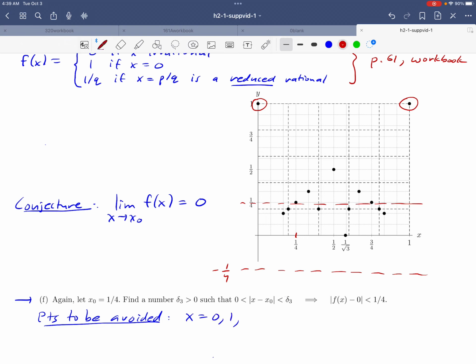Okay, are there any others? Well, yes, there are. Here's one that's outside of the epsilon zone. 1/2, if we try to plug that in, that's certainly not going to give us an output between negative 1/4 and 1/4. And there are a few more points.